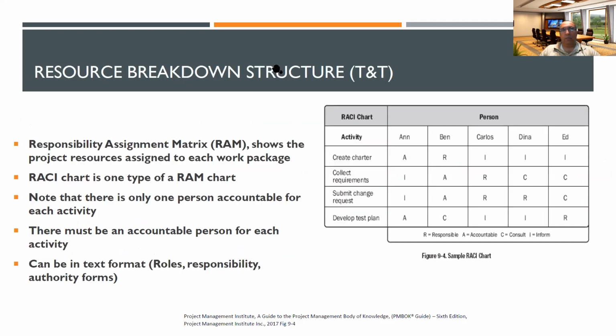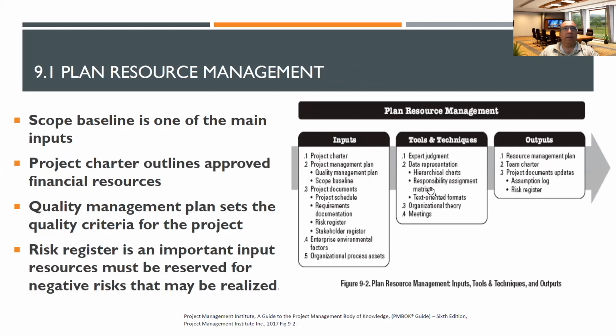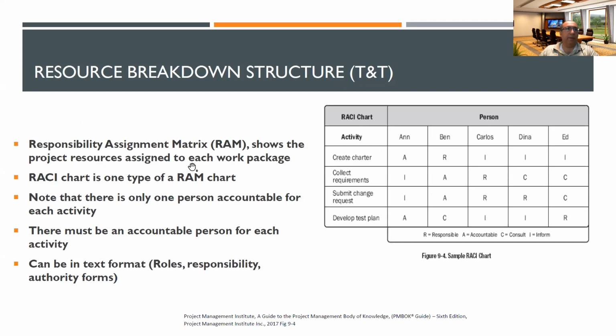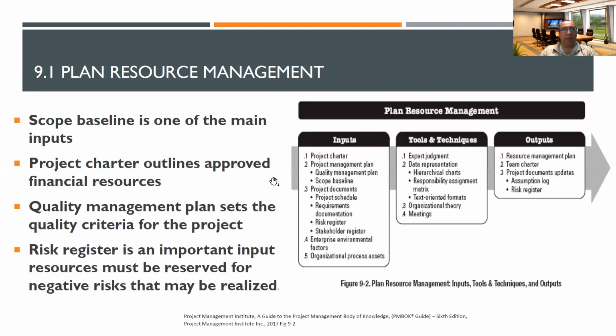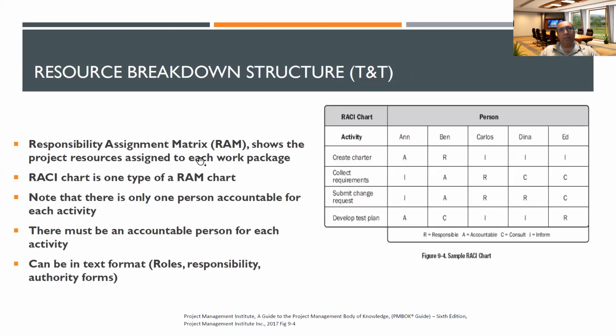So this is a tool and technique, TNT, the resource breakdown structure, RBS. It is a type of RAM, responsibility assignment matrix, the one that we talked about here. That is what we're talking about here. So the RAM is actually, oh, I didn't talk about emerging. Okay, anyways, I'll come back to that. So the responsibility assignment matrix, RAM, shows the project resources assigned to each work package.